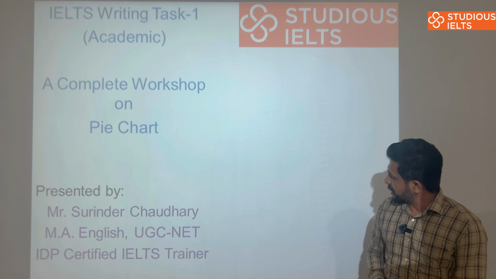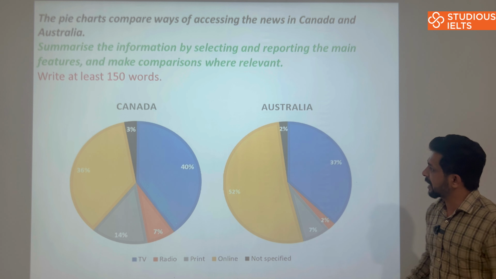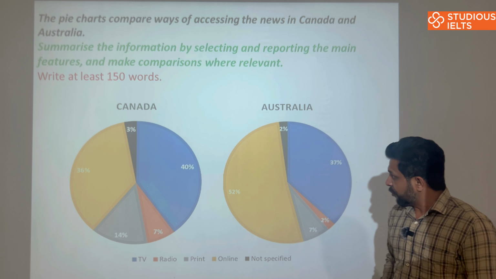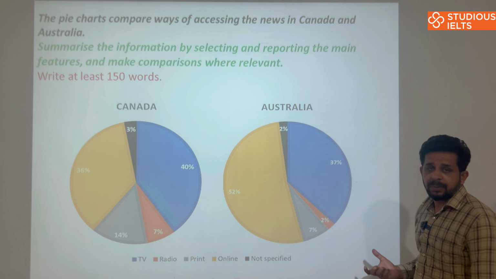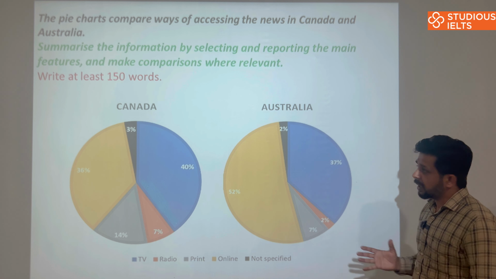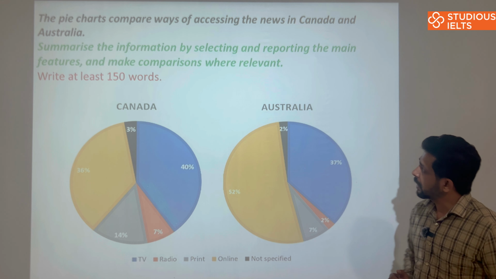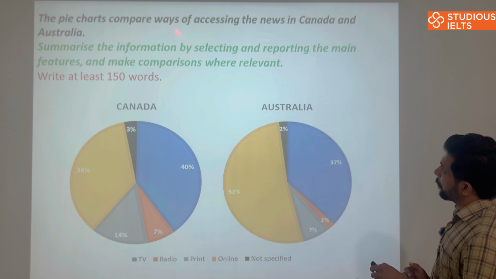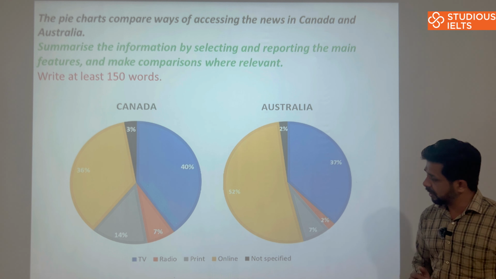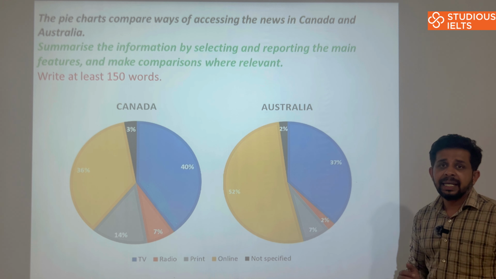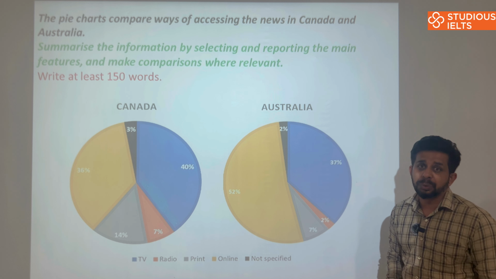All right. Firstly, we will have to have a look at the question. How does the question appear in your final examination? In front of you, there are two pies where different types of data have been mentioned. What is this data about? For that, we have to look at the question prompt. It says, the pie charts compare ways of accessing the news in Canada and Australia. So this is related to two different countries in which different mediums of accessing news are used.